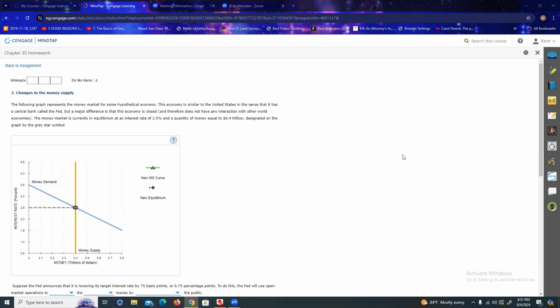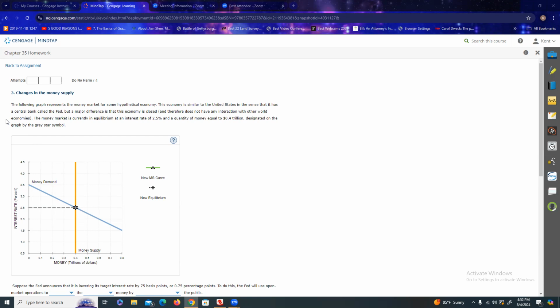Changes in the money supply. Okay, now we're going to have the Federal Reserve Bank do something. And we've got the same money supply curve, money demand curve here. And well, let's take a look at the question.